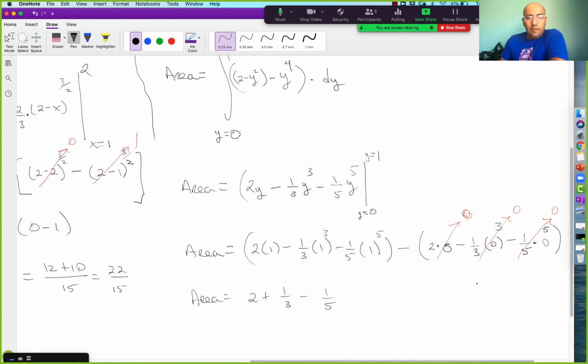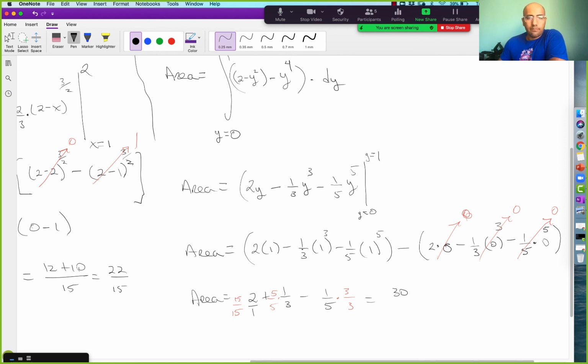Good. Common denominator is going to be 15. So let's figure out what that is. Multiply, put a little 1 there. Multiply this by 15 over 15. Multiply this guy by 5 over 5. Multiply this guy by 3 over 3. And we end up with 30 minus 5 minus 3.